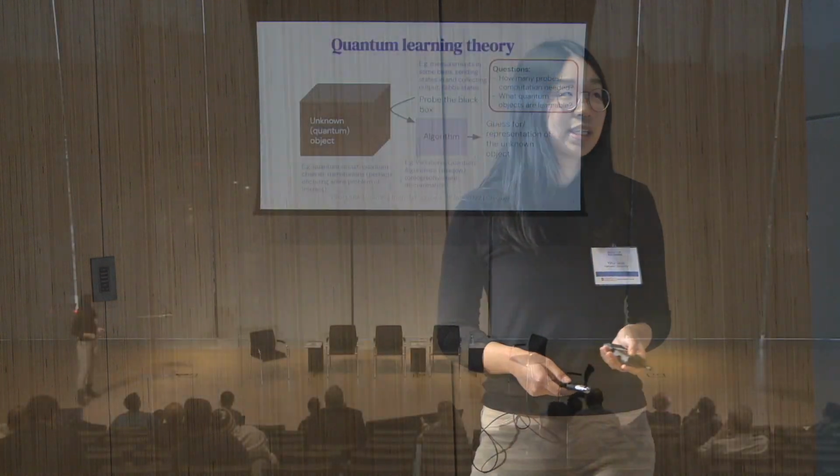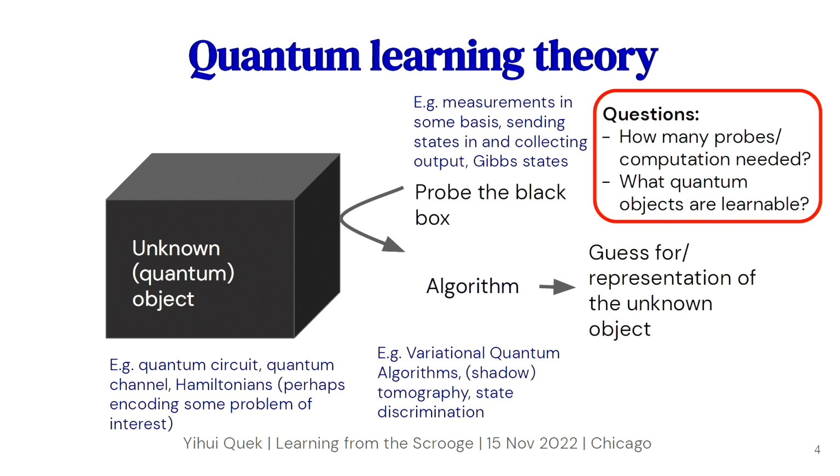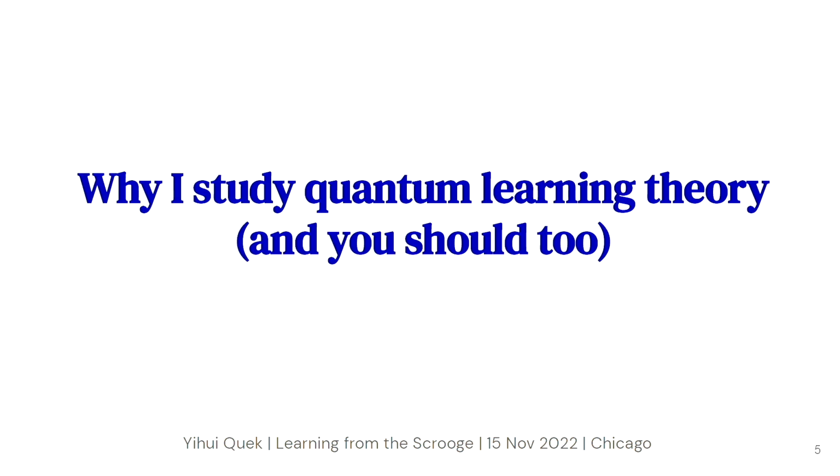So I work specifically on the theory of quantum learning, and that means that I ask questions like, how many probes do you need, or what is the computational complexity of the algorithm that you need? And indeed, what quantum objects can you even put inside the black box in such a way that it would be learnable using current technology? And I'm going to answer some of these questions today.